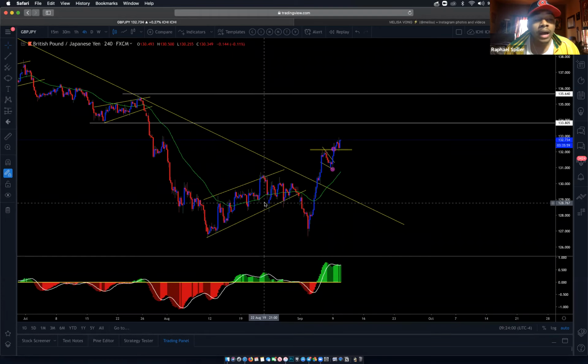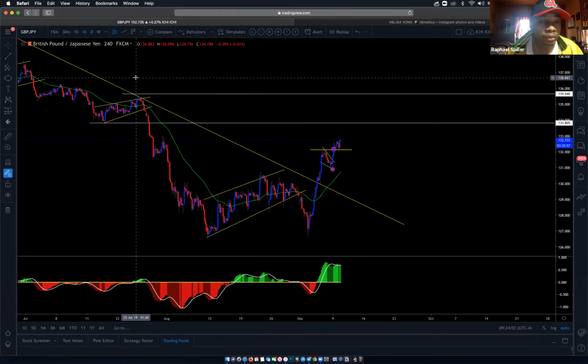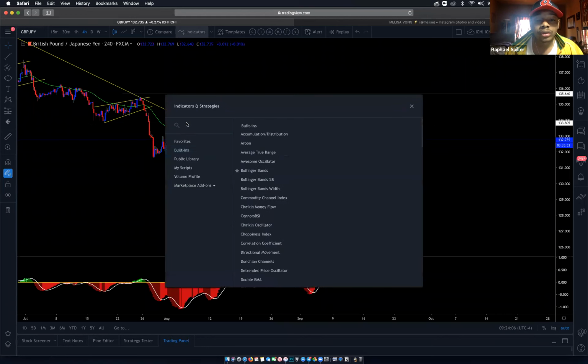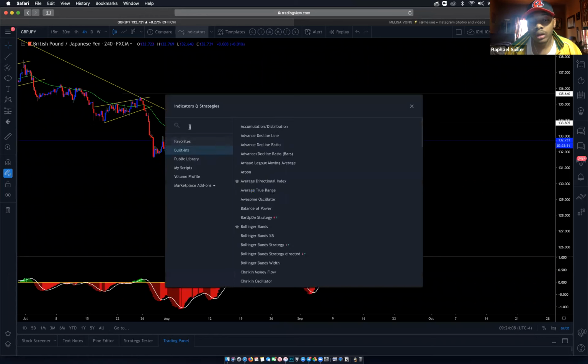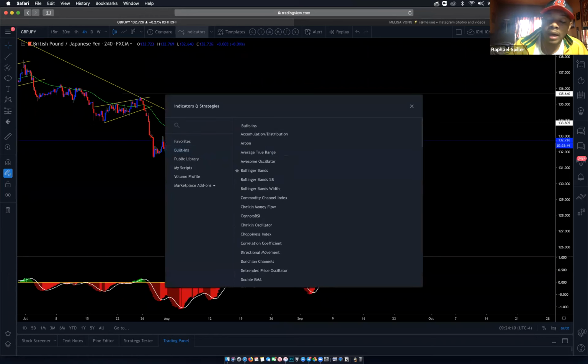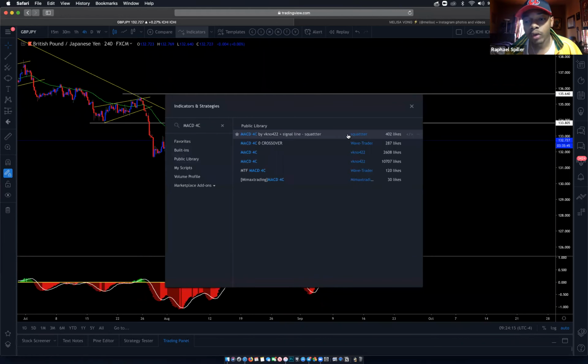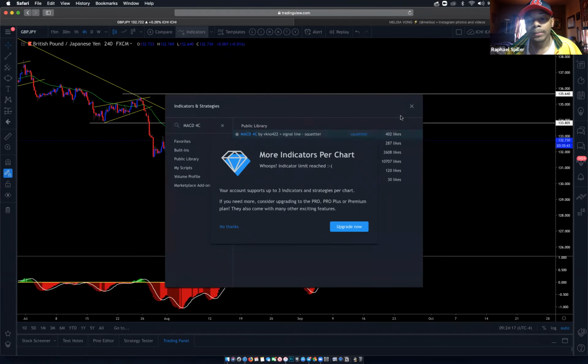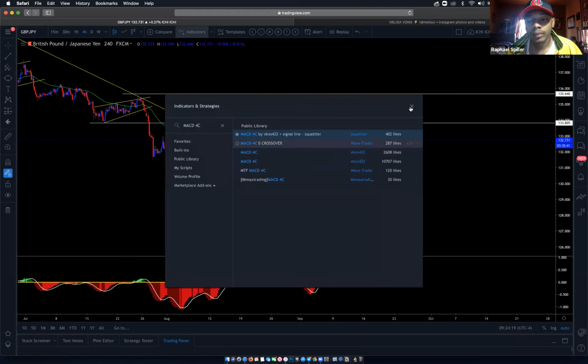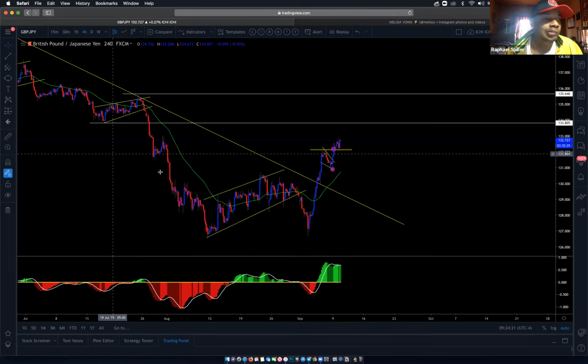The MACD that I have is on TradingView. If you go on indicators, built-ins, and search for MACD 4C, it's the first one by Squatter. That's the one I have. Yes, it's a 50. And my MACD is default. I don't change any other settings.